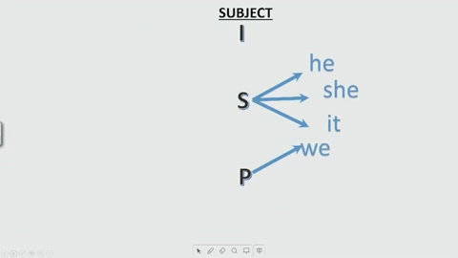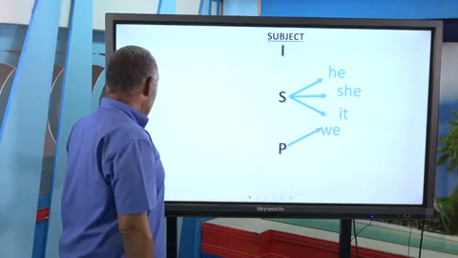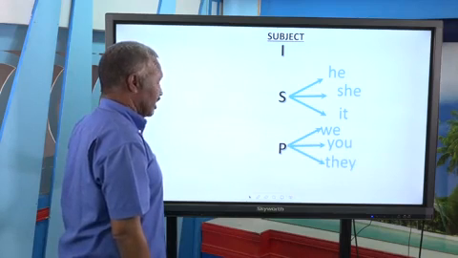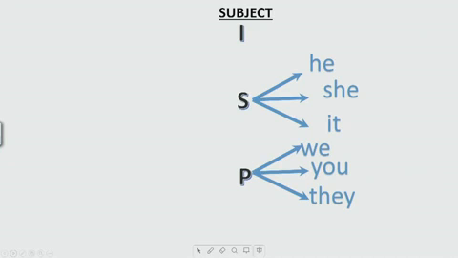The plural pronouns are we, you, and they, and also maybe a noun. So the subject can be divided into three: I; singular, he, she, and it, and singular nouns like Ali, the name of a person, the name of an animal, the name of a car, and so on, the name of a place; and the plural. The plural pronouns are we, you, and they.